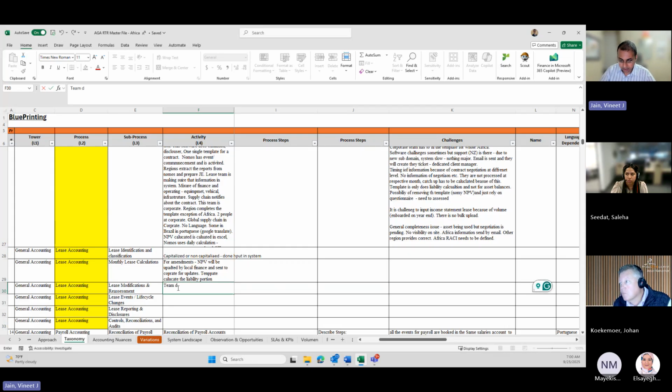Team does modifications based on information either from global supply chain or from the local finance team.